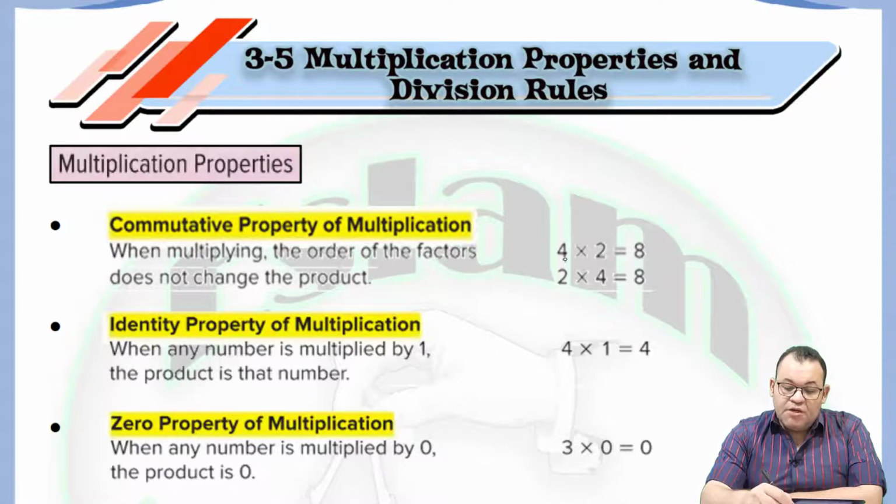For example, we have here 4 multiplied by 2. 4 times 2 equals 8. If you change the order and make it 2 multiplied by 4, you will find that the answer also equals 8. So if you change the order, the product will be the same and there is no change.